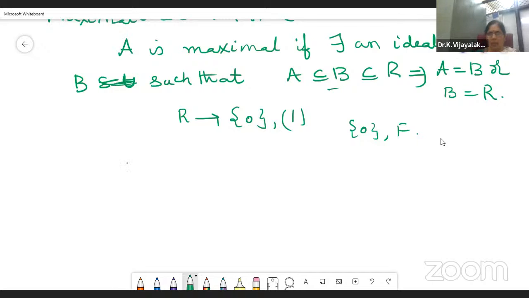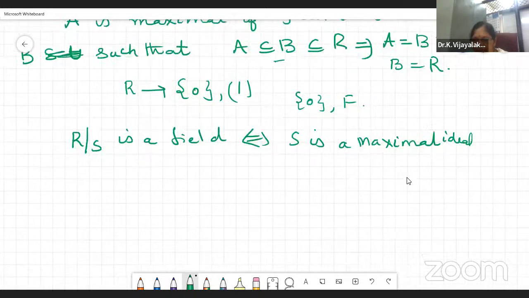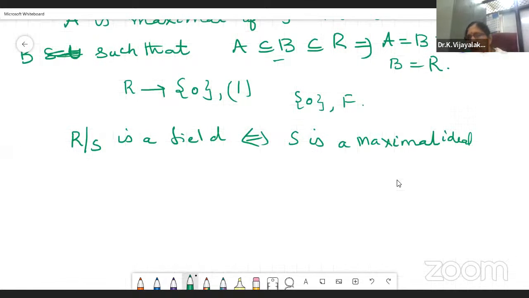And also, R by S is a field if and only if S is a maximal ideal. The quotient ring R by S is a field if and only if S is a maximal ideal. Once again, the definition of maximal ideal: A is an ideal of R, and R is a ring. There is no ideal between A and R.